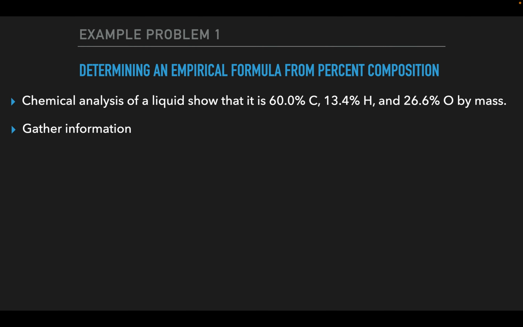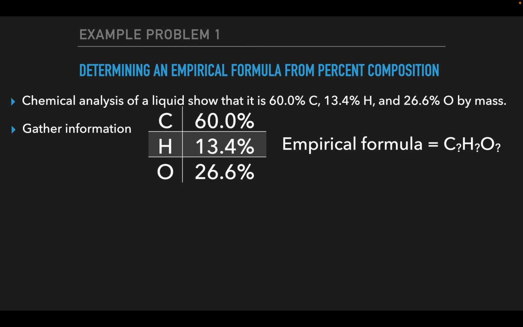With those numbers, 60%, 13.4%, 26.6%, we're going to make that all equal to grams, because all percentages add up to 100%. If we make the total 100 grams, then 60% of 100 grams is 60 grams, 13.4% of 100 grams is 13.4 grams, and 26.6% of 100 grams is 26.6 grams.